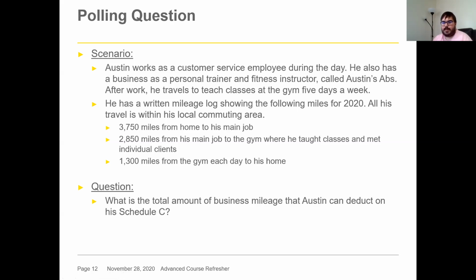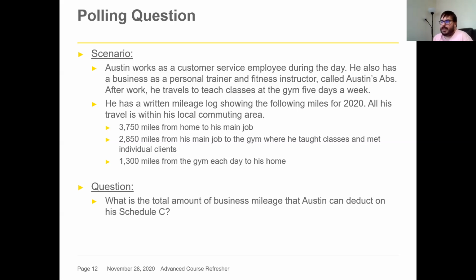All right, I'm going to stop the polling. All right, the right answer was this middle one. The total business mileage would be 2,850 miles for the year, because that's where he went from his main job to the gym where he taught classes and to meet with individual clients. So that would be considered business mileage.